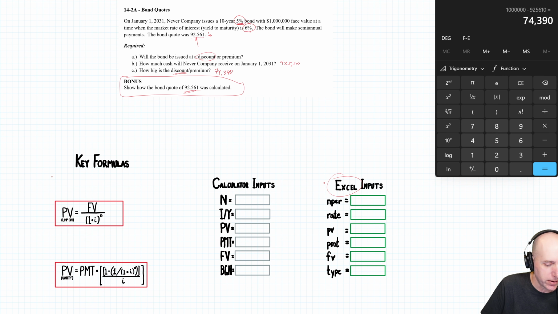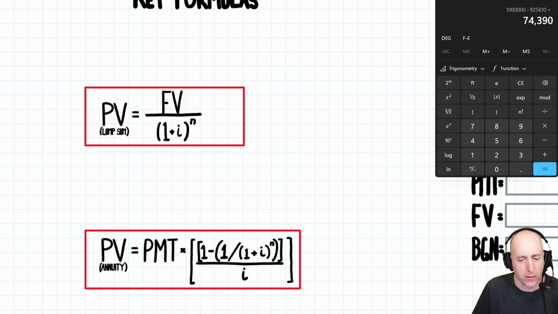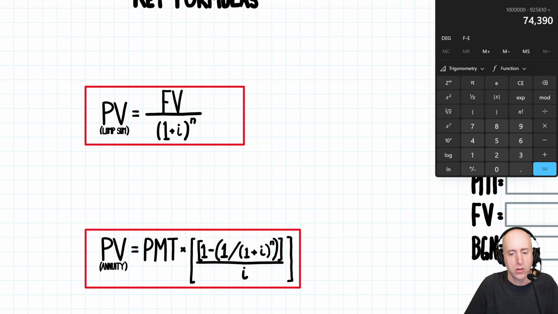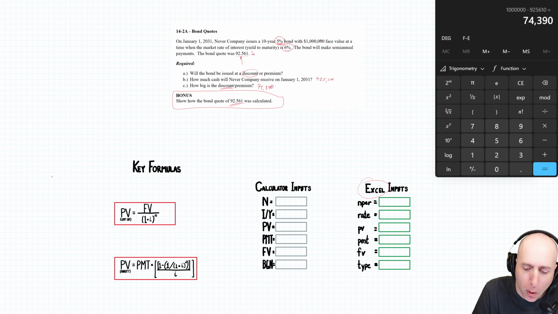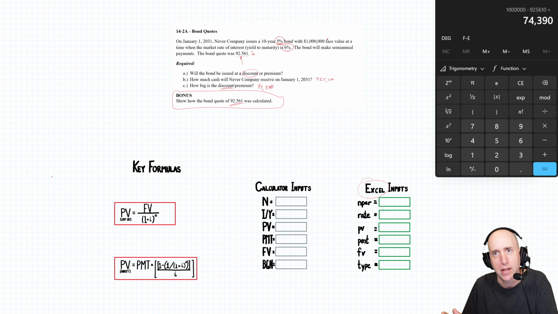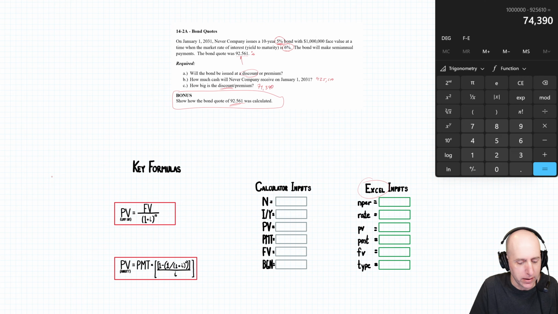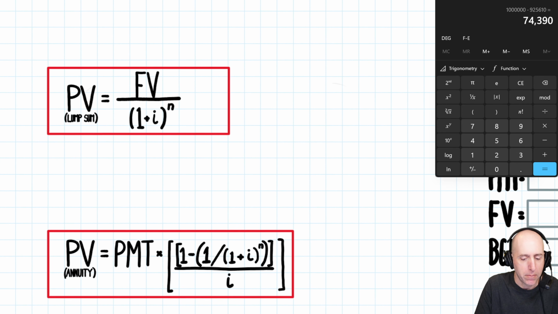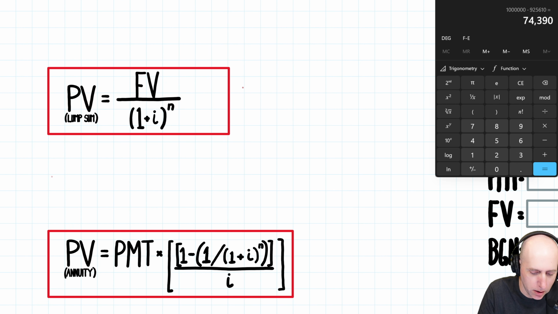We don't have access to Excel. Well, there's 2 cash flows we're worried about. There's the lump sum. So remember how a bond works. We're borrowing $1 million. We're going to make regular interest payments, and then we're going to pay back the $1 million at the end. So we've got the present value of the $1 million at the end. So it's this one, present value of a lump sum.